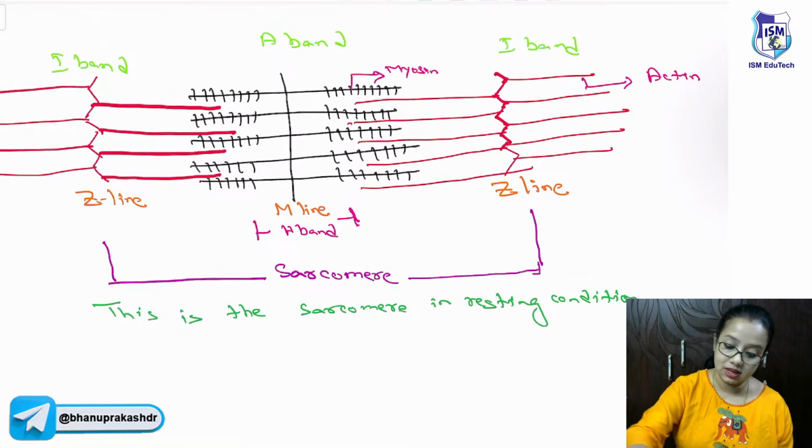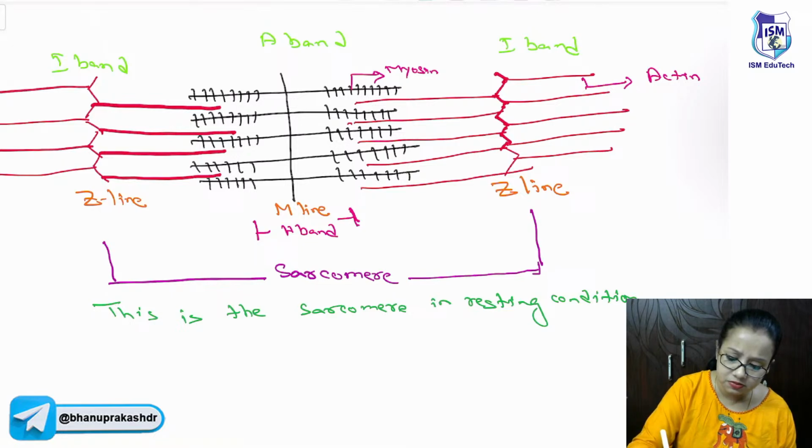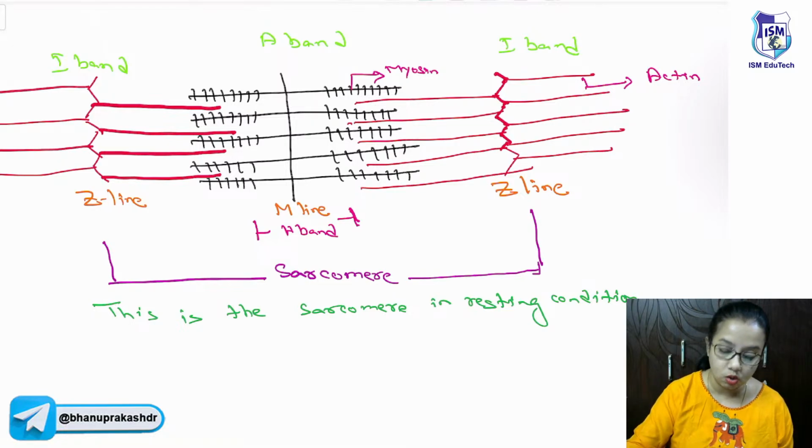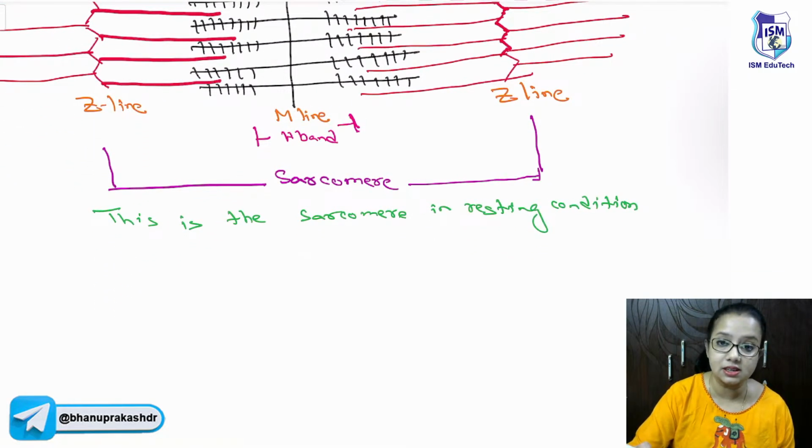This is how the A band and I band lie, where in the A band there is very slight overlapping of the actin, that is the red lines as you can see, and the myosin, the darker blue lines. So there is very little overlapping, but no physical contact of the actin and myosin. They are just lying next to each other without any physical contact during the resting or relaxation condition, when it is not contracted at all.